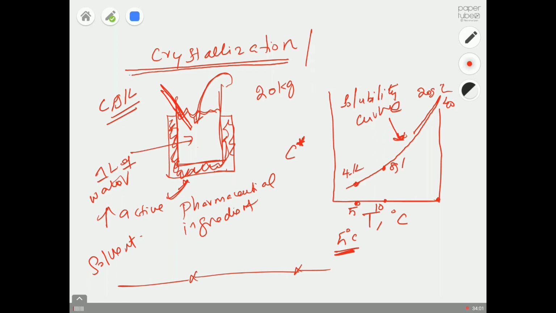Because we are dealing with the crystallization topic, and I already told you what a mass transfer process is. So you need a concentration gradient, but when we need to crystallize something, the concentration gradient is not enough. You need something more than that. It's called supersaturation. So the driving force for crystallization is supersaturation.